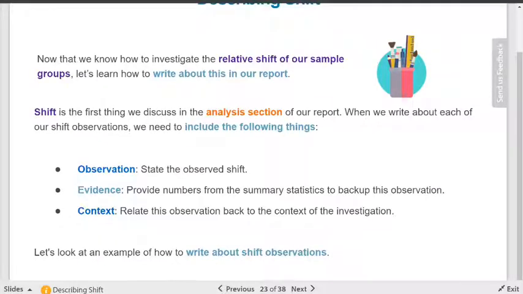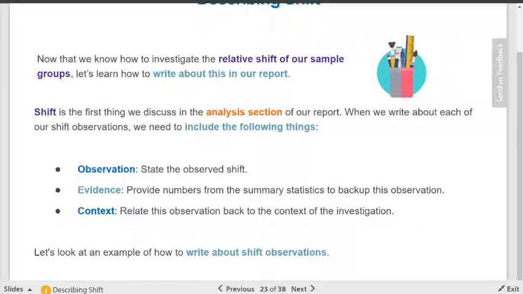You must give evidence. Provide numbers from the summary statistics to back up this observation. So if you're comparing the 2 medians, then you need to put those numbers in there so that you can show it. And then finally, you have to relate it back to context. This shows that Jenkins always has more blueberries in it than Thompson's. So you have to relate it back. You don't have to get too carried away, and you're going to see examples of each of these as we go.